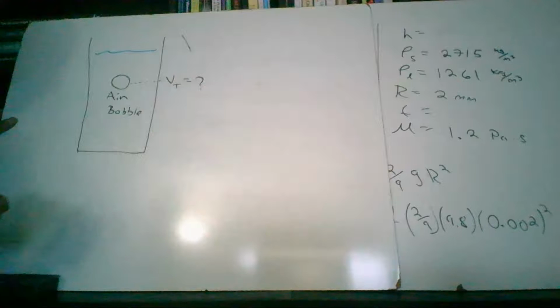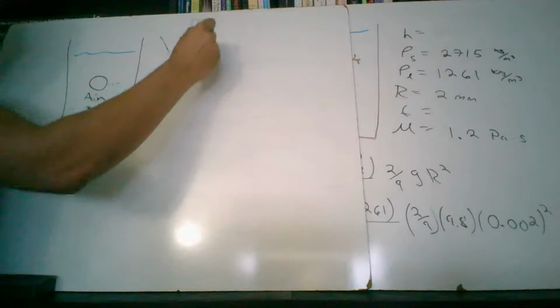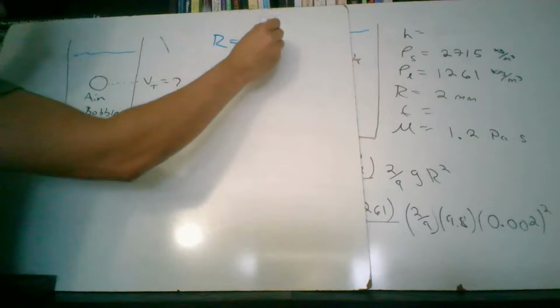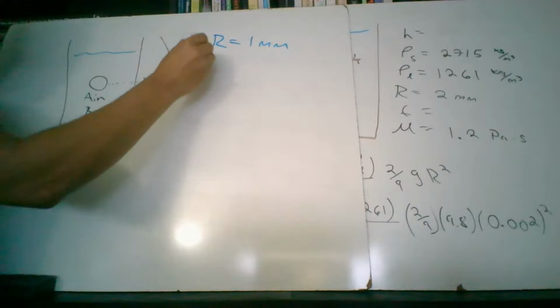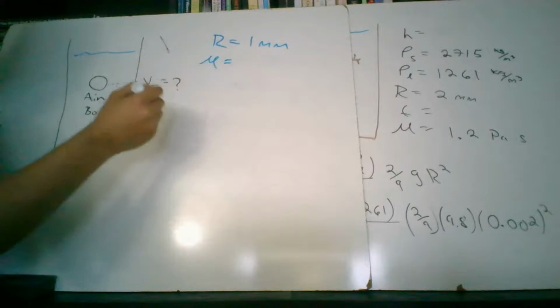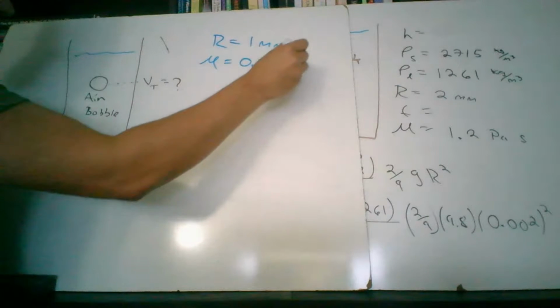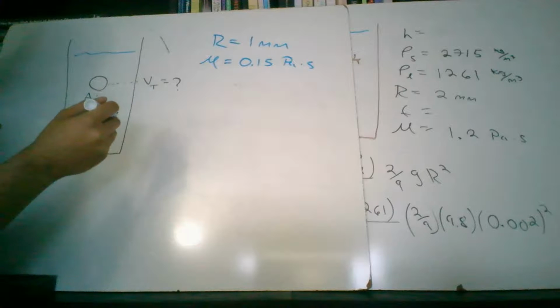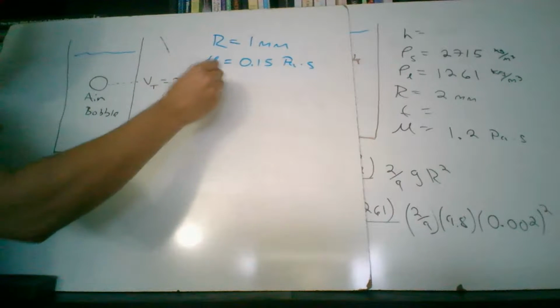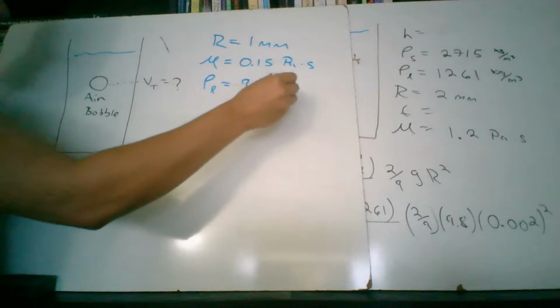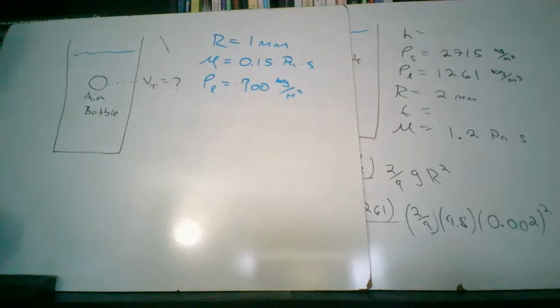This is water here. The givens are going to be that the radius of the fart bubble, the air bubble, is equal to 1 millimeter. The viscosity coefficient is going to be given by 0.15 Pascal seconds. The density of the liquid is given by 900 kilograms per meter cubed. Okay, so that's all of our knowns, and we want to know what the terminal speed is going to be in this situation.